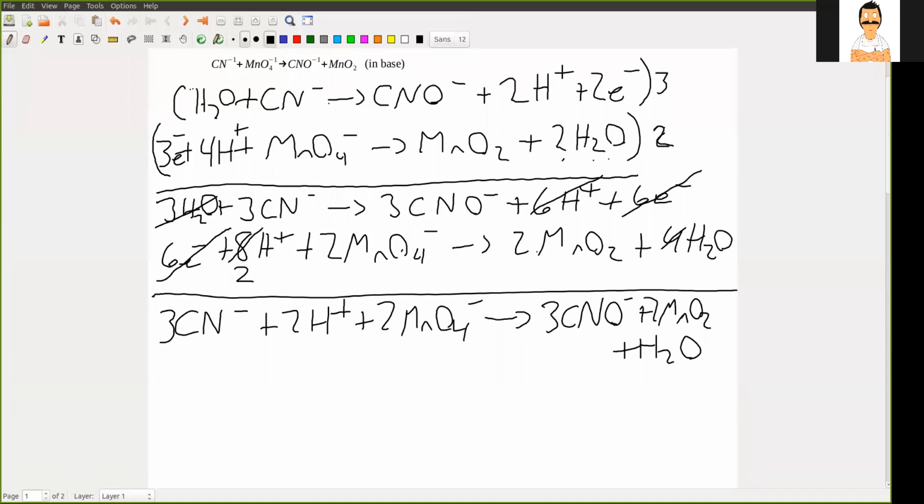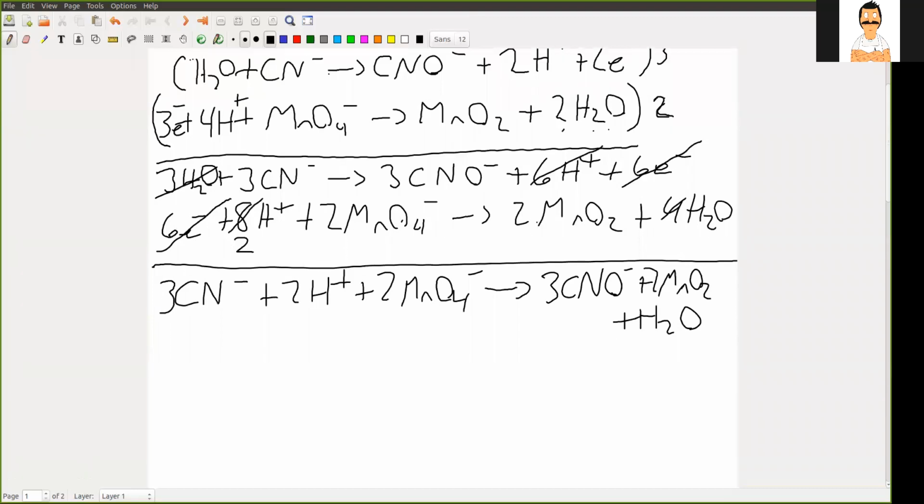So bear in mind, in finding your overall redox reaction, a balanced redox reaction in base requires one extra step. And that is to make it so that for every proton that you have that's by itself, you add the same number of hydroxide ions. So to the left-hand side, we're going to add 2 hydroxides. And what you do to one side of the equation, you have to do to the other. So we're going to add 2 hydroxides to this side.